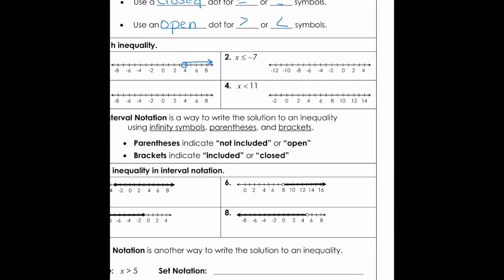Number 2, x is less than or equal to negative 7. So first let's go to the negative 7. Since it has the equals to sign, we are going to use a solid dot on the 7. Now where are the numbers that are less than? They go off to the left.